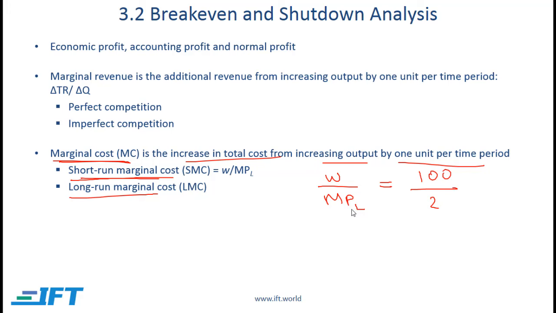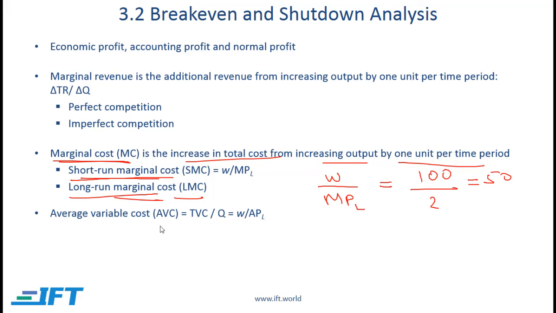So if the additional output from one more unit of labor is 2 and the cost of 1 unit of labor is 100, then we can say that the short run marginal cost is 100 over 2, which is 50. So keep this in mind. What about long run marginal cost? Long run marginal cost is the cost of producing one more unit where all factors of production are variable. So remember both of these terms.